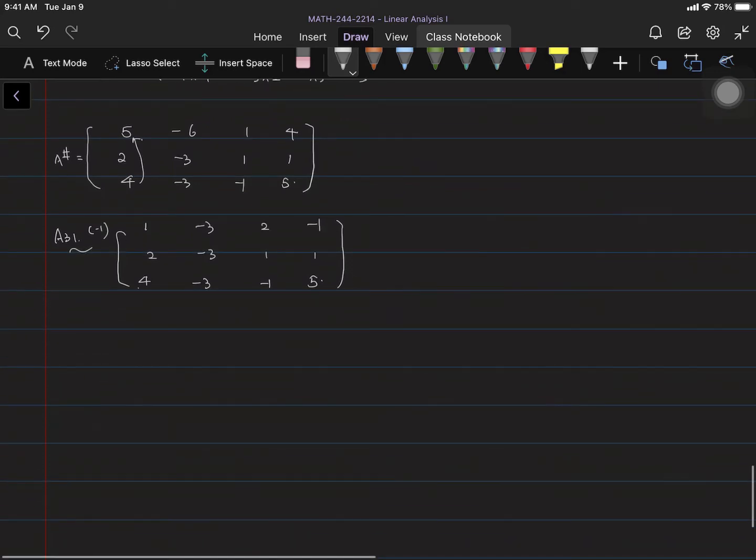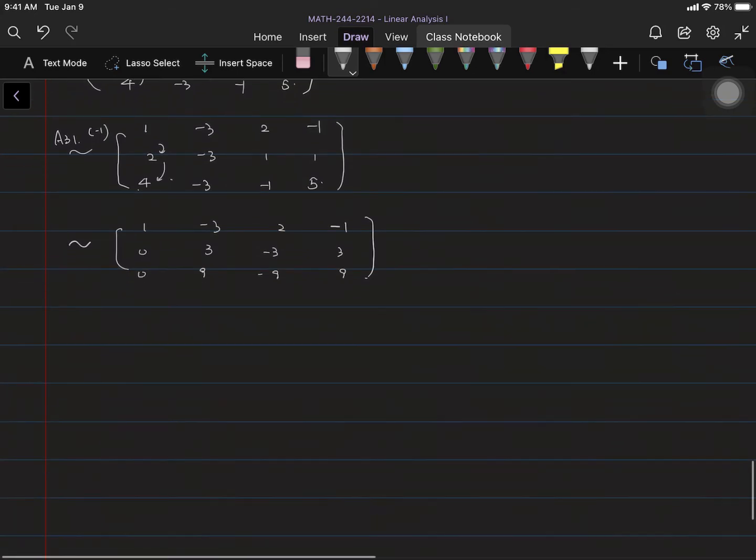We have a leading 1, and then we use the leading 1 to make them into 0. 1, negative 3, 2, negative 1. I'm going to do this a little bit quicker. 3, negative 3, 3, 0, 9, negative 9, 9. For the second row, we can divide them all by 3. 1, negative 1, 1, right? And row 1 is still the same. And row 3 and row 2, you can see they are totally the same.